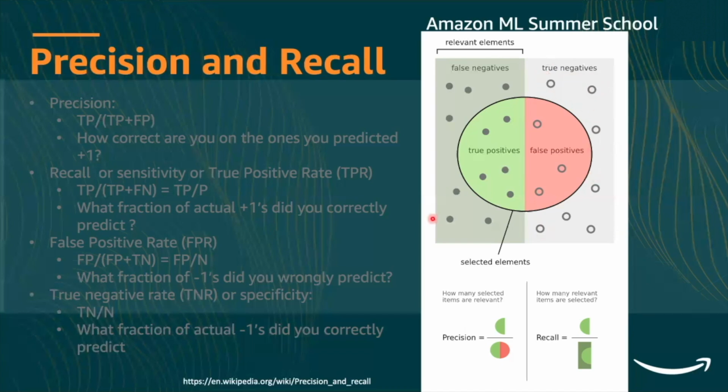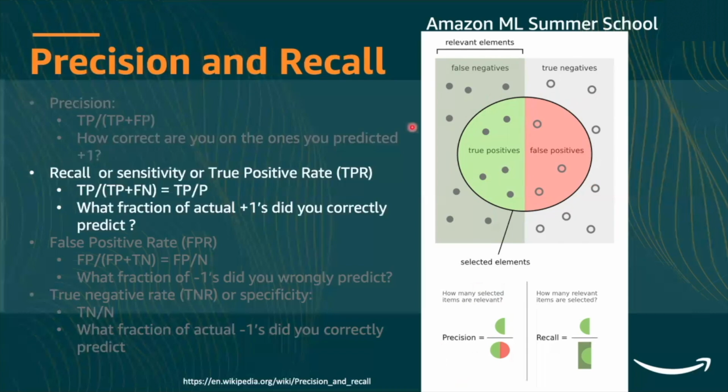Okay, so we'll compute metrics such as precision, recall, false positive rate, true negative rate, and so forth. So let's talk about what is precision. Precision is basically how correct you are on the ones you have predicted as positive. Take this pictorial example, this would be really helpful in understanding. Precision is basically this green semicircle to this complete circle.